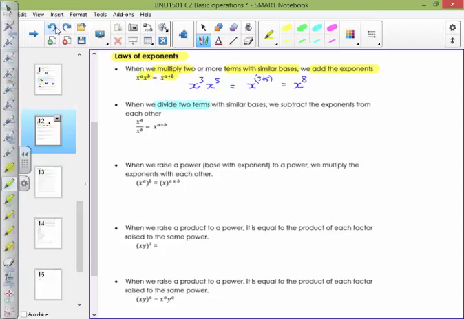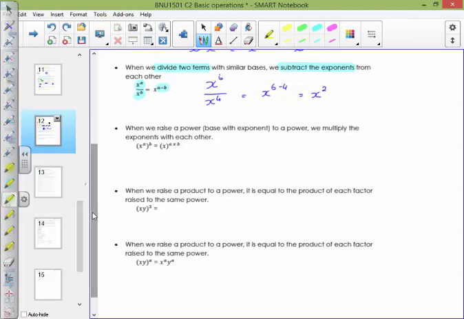When we divide two terms with similar bases, we subtract the exponents from each other. So x to the a over x to the b is x to the a minus b. So let's say you've got x to the 6 at the top and x to the 4 at the bottom, that would be x to the 6 minus 4, which is x to the 2.